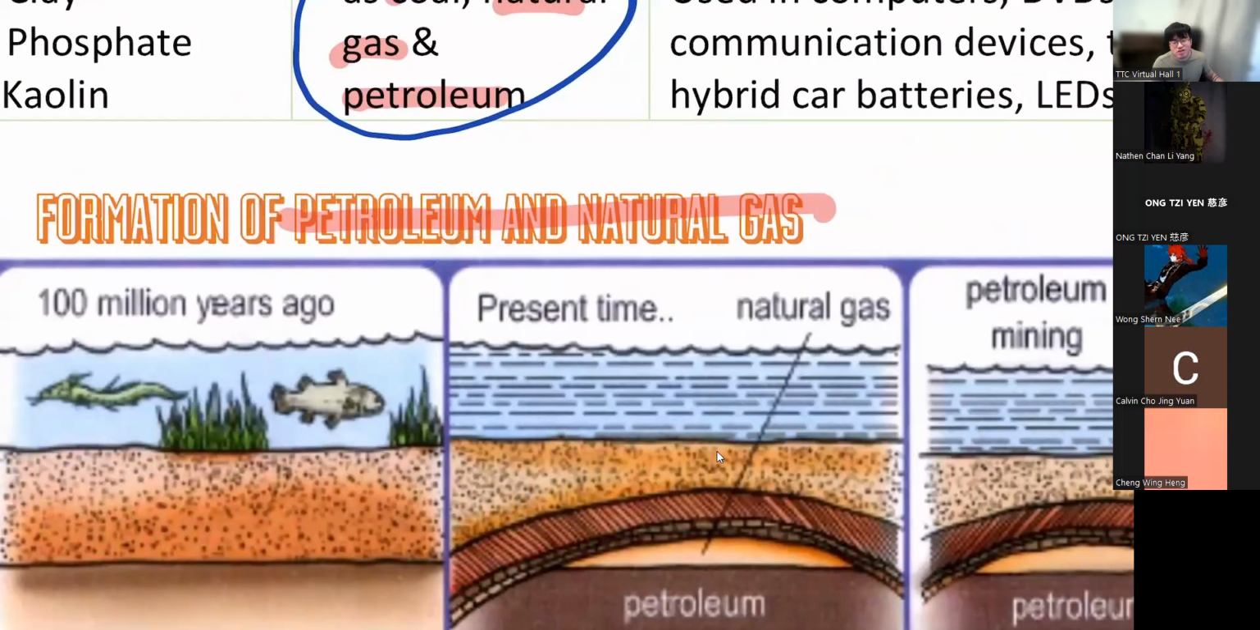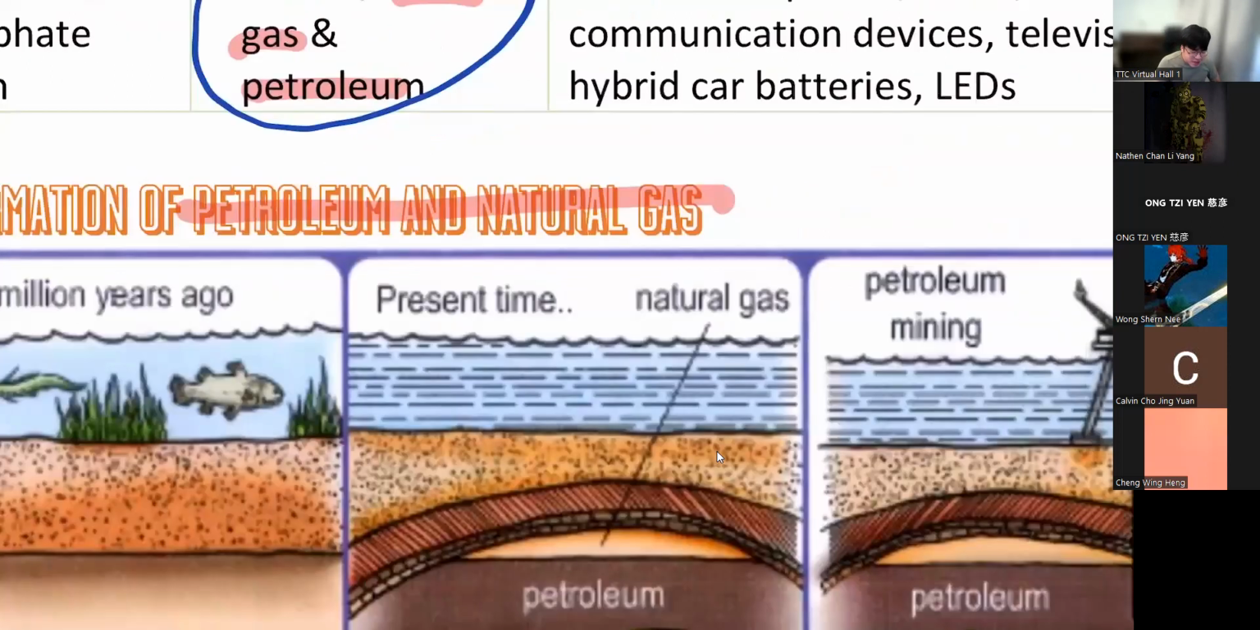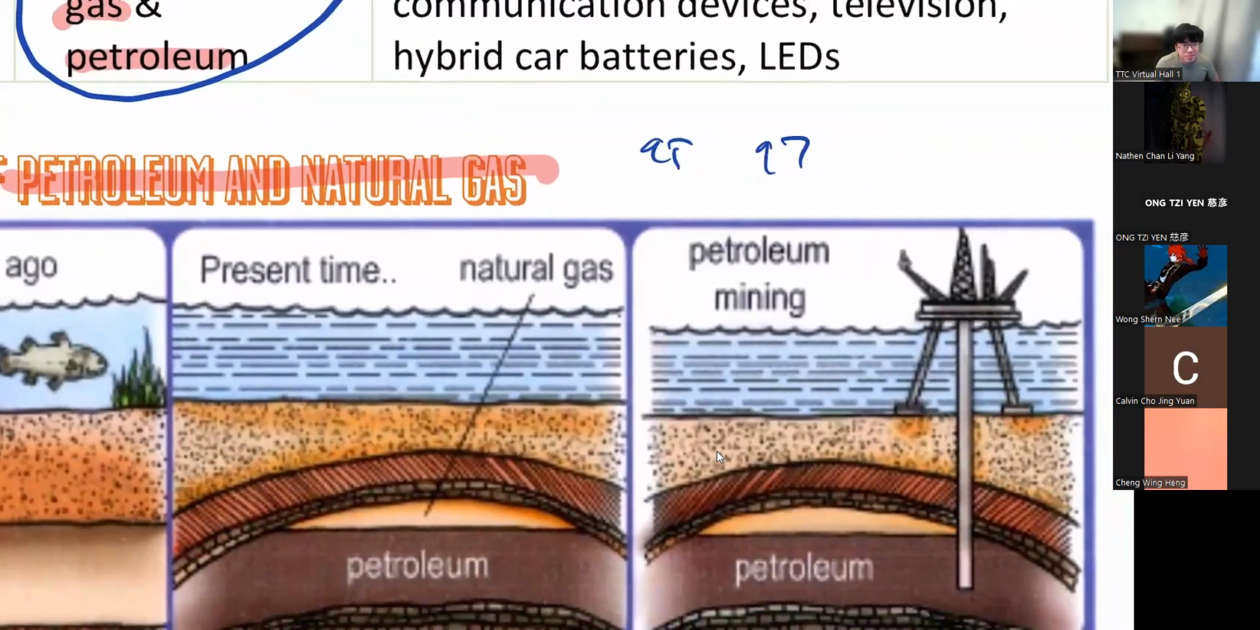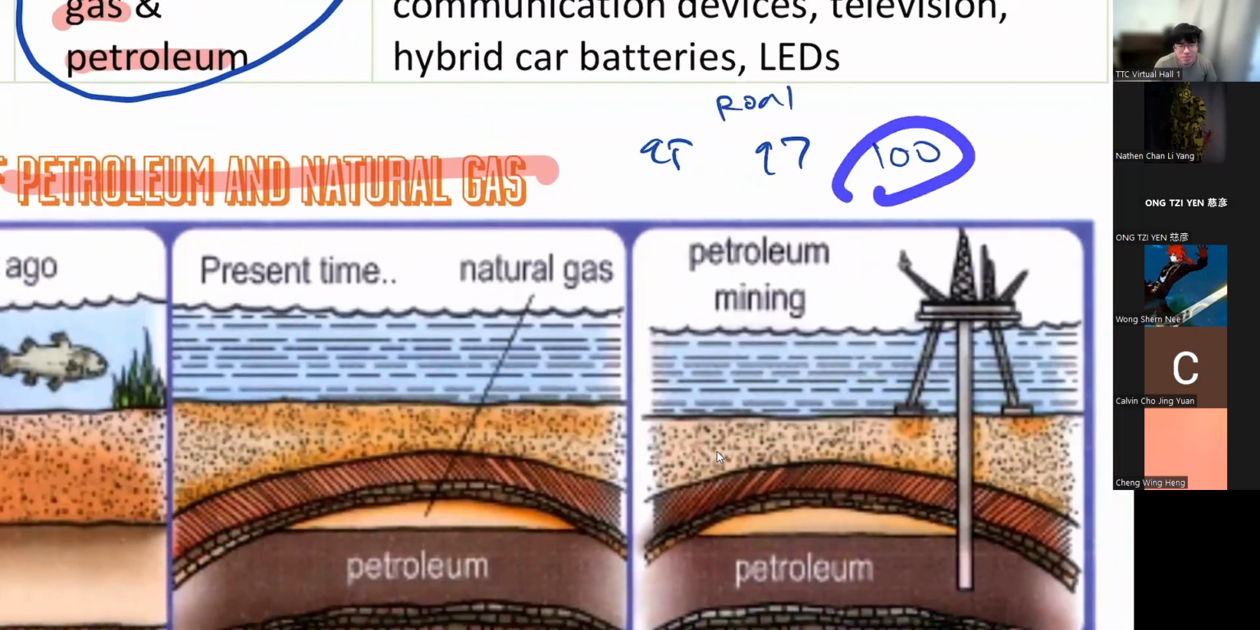Good question. What is 95, 97, 98? This is the purity. We call it the RON rating. The higher the number, the purer the petroleum. Of course, you have RON 100. This is for supercars. If you drive a Ferrari, then you pump RON 100. Poor people like me put 95.